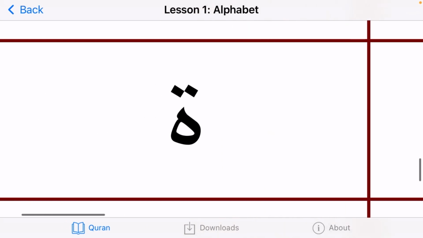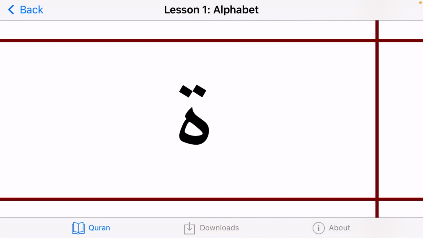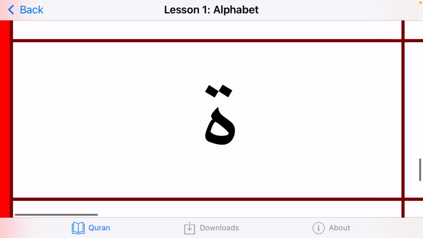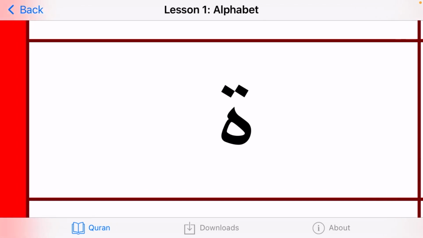This one is ta. The different ways of writing ta. This one is called ta marbuta, which means tied up ta or round ta. All you need to know for now, there's a difference later on, we'll find out inshallah, but all we need to know is that this is ta. This is ta, specifically ta marbuta, round ta.